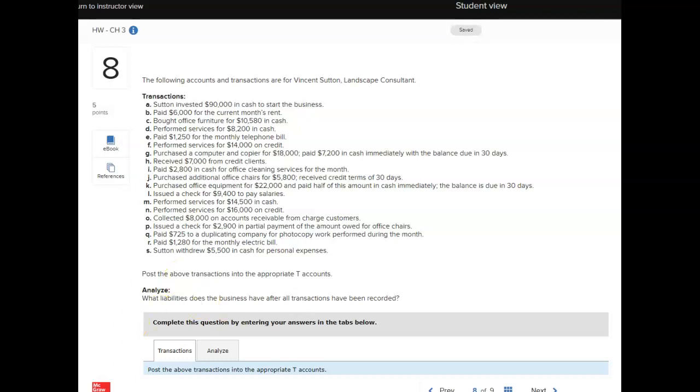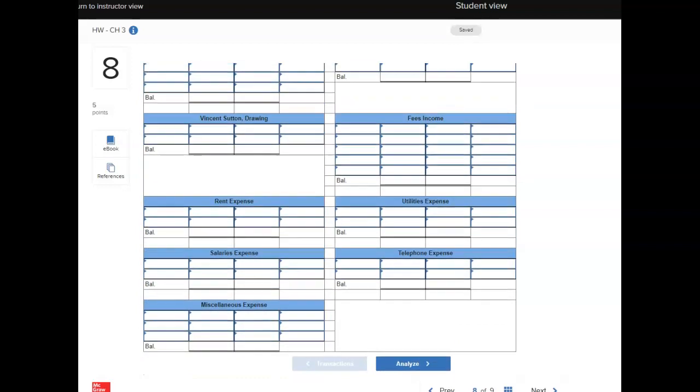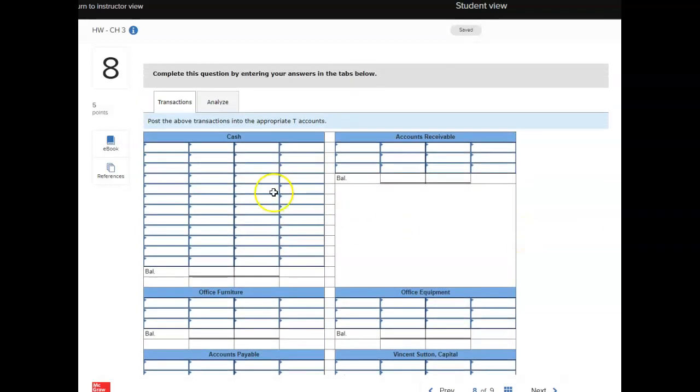Here's problem number 8 in your Chapter 3 homework. Notice that it's a long problem with lots of transactions. Then, as we page down, there are a number of T accounts, and each T account has 4 columns. This is unusual because we're used to seeing only 2 columns in our T accounts, a debit and a credit column.